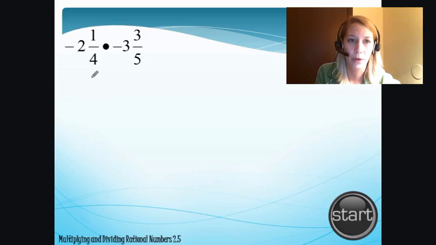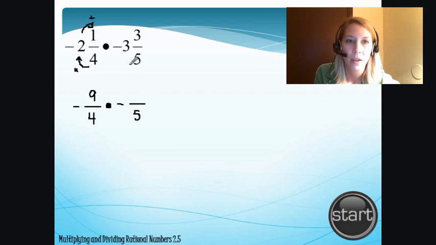The first step is to change these mixed numbers into improper fractions. The denominator stays the same, so I'm going to transfer that down below. We multiply our denominator by our whole number, which is 8, and then we add our numerator, which is 9. I'm going to drop down our operation, which is multiplication, and then work with our other mixed number, dropping down the denominator, which stays the same, 5. We multiply 5 times 3, which is 15, plus 3, which is 18. Now I'm left with two negative improper fractions.